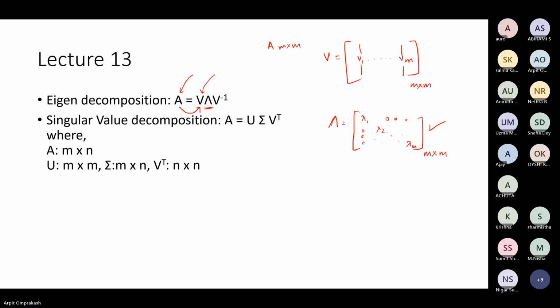Okay. So this equation is only valid for square matrices. In the case of rectangular matrices, we have another equation, which is called singular value decomposition. A rectangular matrix A, which has the dimensions m cross n, can be written as U.